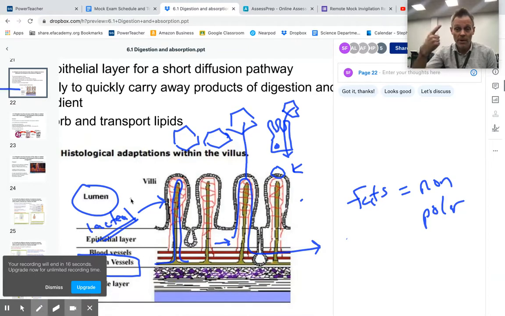Let's review. Surface area with villi and microvilli. It's only one cell thick for a short diffusion pathway. It has a rich supply of blood that's fresh to maintain concentration gradient, and the lacteal for transporting fats.